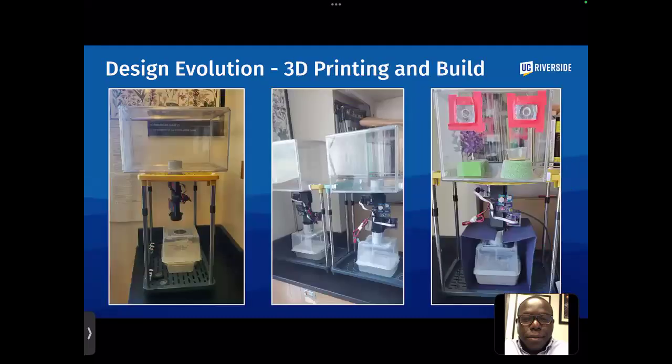This is the design evolution and the 3D print builds that came after it. So you can see in the beginning, we have just the general model, no enrichment at all. In the second photo, I made a duplicate so that I could run two treatments at a time. And then finally, the final adjustments and enrichment were added in that last picture. And that is the model we're using today.